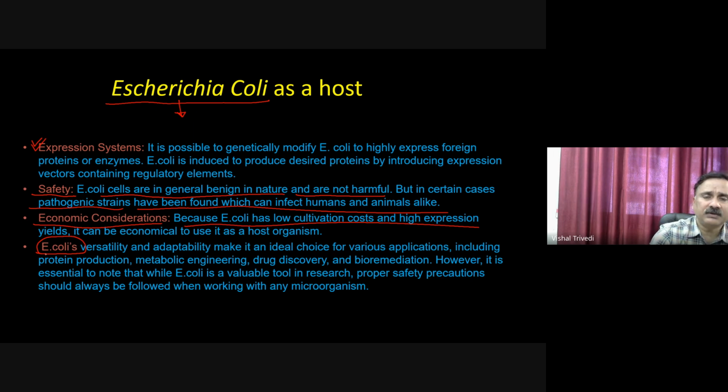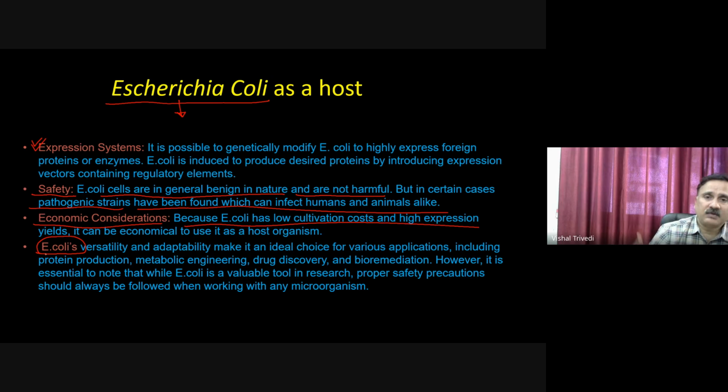Now, talking about the disadvantage, E. coli is a prokaryotic organism, right? So it does not have the splicing machinery. It does not have the glycosylation machinery and so on. So basically, the protein will not get modified if you are talking about the mammalian system and all that, and because of that, you require the eukaryotic system.